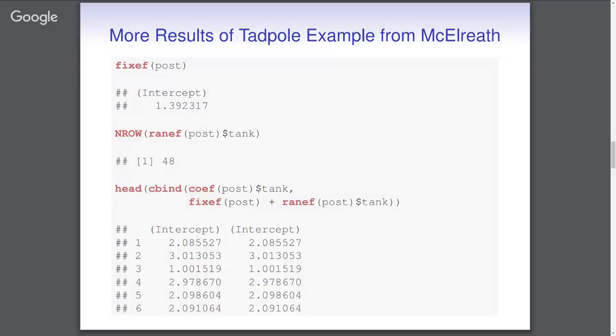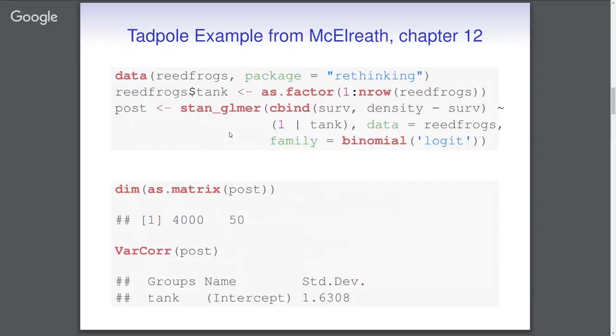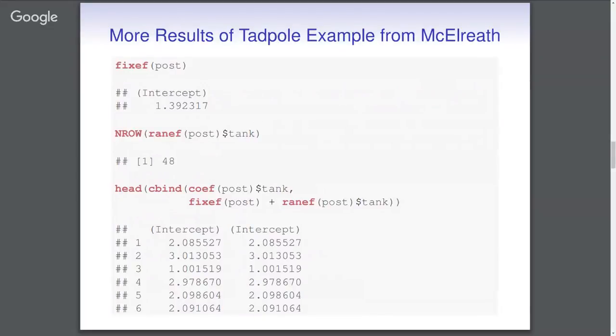That is a list because you could have more than one group specific parameter, or it's a parameter from a Bayesian perspective. So that if that was the case, then this list would have more than one element, but in this case, it just has the tank specific deviations. And anyway, there's 48 of those.